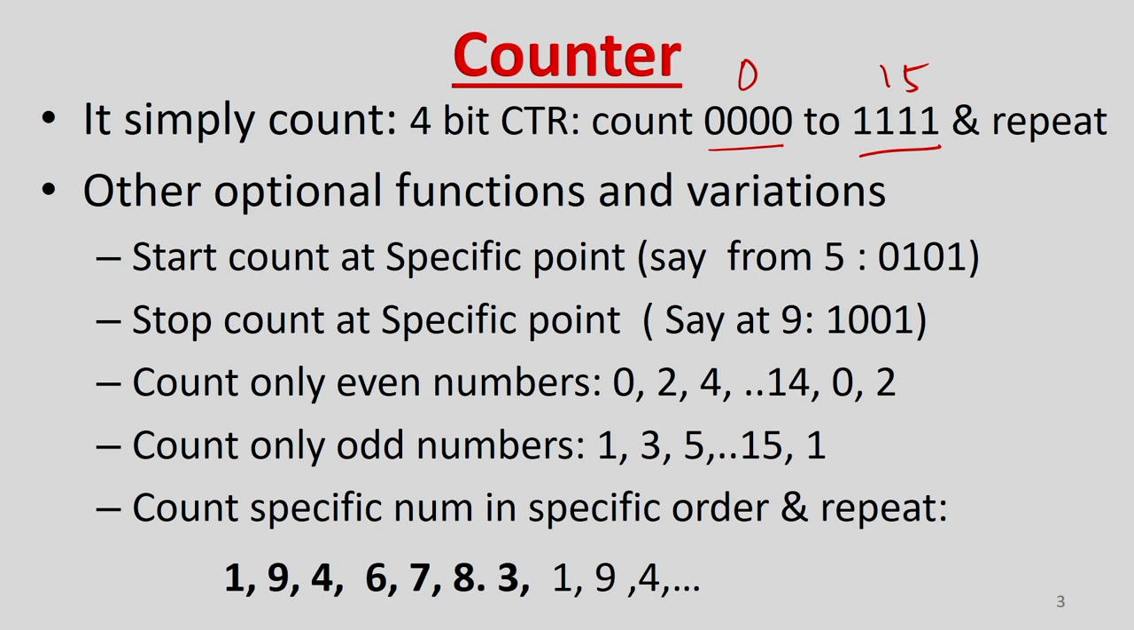Other optional functions and variations: start the count at a specific point, maybe from 5, so 5 to 15 and then repeat. Stop the count at a specific point, say at 9. The count starts from 0 and goes up to 9, and then repeats, starting again with 0. So 0 to 9 and repeats. Count only even numbers: 0, 2, 4. Count only odd numbers: 1, 3, 5.